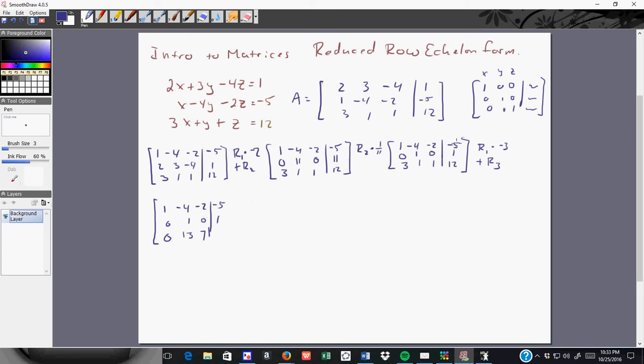And -5 times the -3 is 15 plus 12, which is 27. So that doesn't look as nice. But that's fine, because I notice here that I have zeros and zeros, so I'm going to multiply row 2 times -13, and I'm going to add that to row 3. Take a look what happens when I do that.